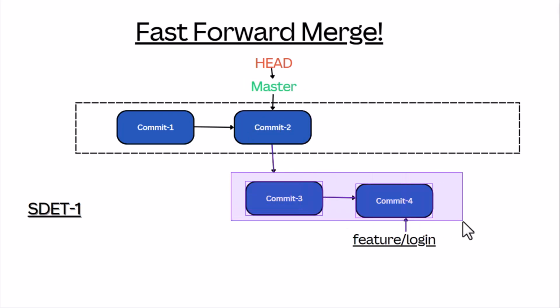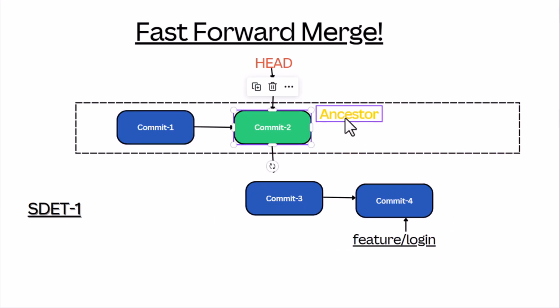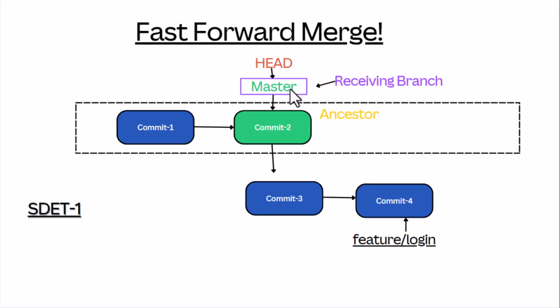For this branch, feature/login branch, the ancestor commit becomes commit 2. So commit 2 is that commit from where the new branch was created. We will name it as ancestor of this particular branch. Also, let's understand a new term, which is receiving branch, the branch which will receive the merge. In this case, our master branch will be the receiving branch. So this is that branch which will receive the merge.